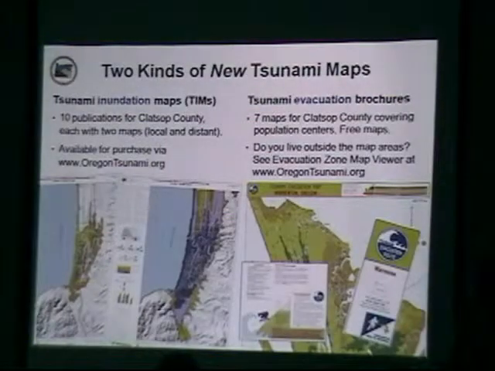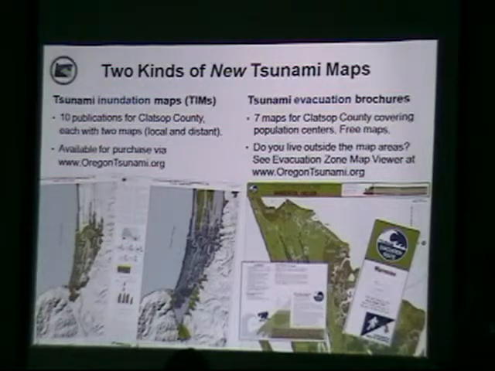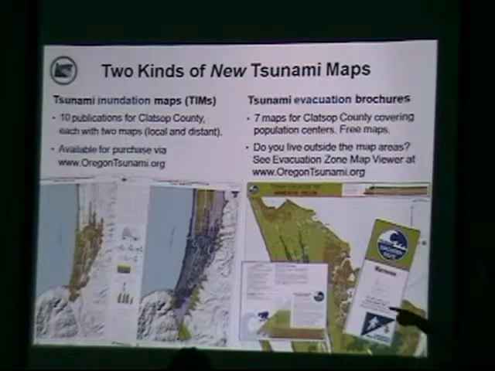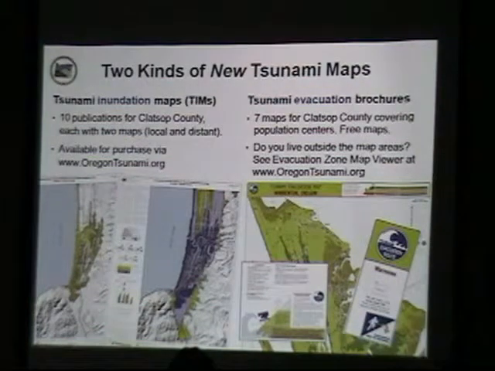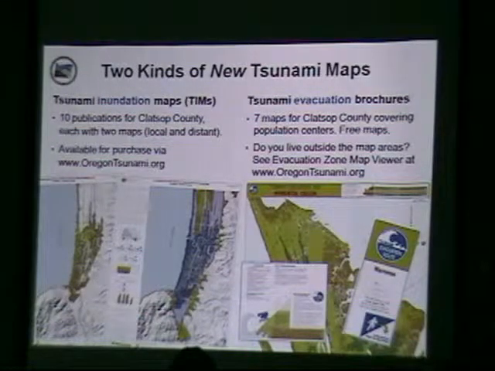Go ahead. So this image should look familiar. The orange matches the AK Max. The yellow matches the XXL, which are shown on those different maps over there. Those maps over there are called the Tsunami Inundation Maps. We call them TIMS for short.